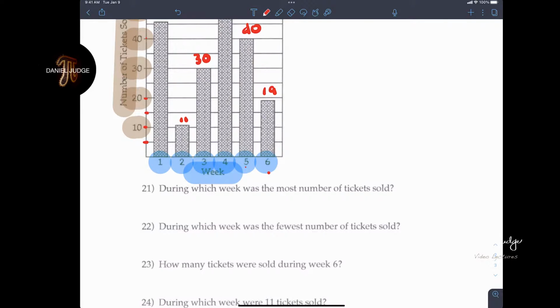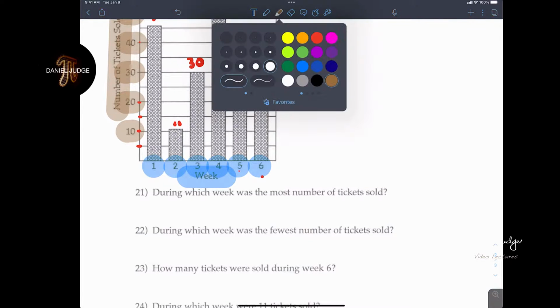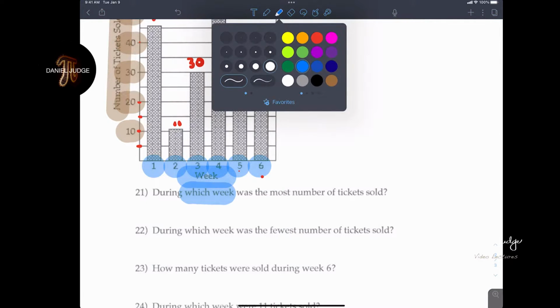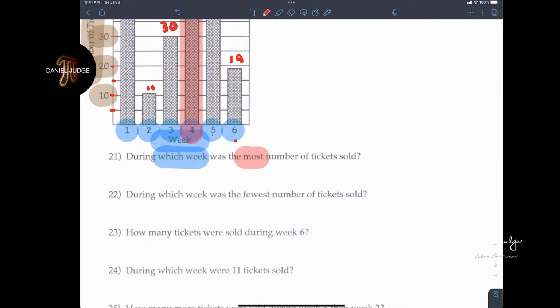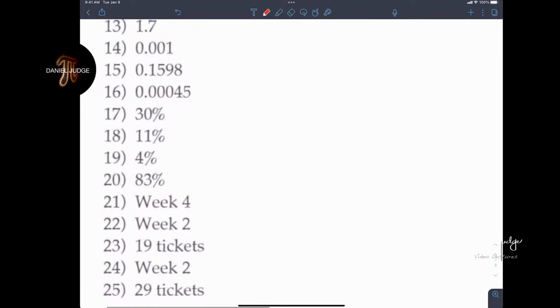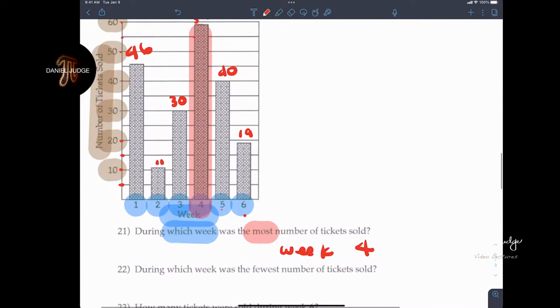During which week was the most number of tickets sold? Notice they didn't ask us for the frequency. They're saying which week had the most tickets sold. Right in here, week 4, ladies and gentlemen, because it has the biggest rectangle there. So I'm going to say this is going to be week number 4. So we're going to check 21. Should be week 4. And sure enough, week 4 is correct. It has the highest frequency value.